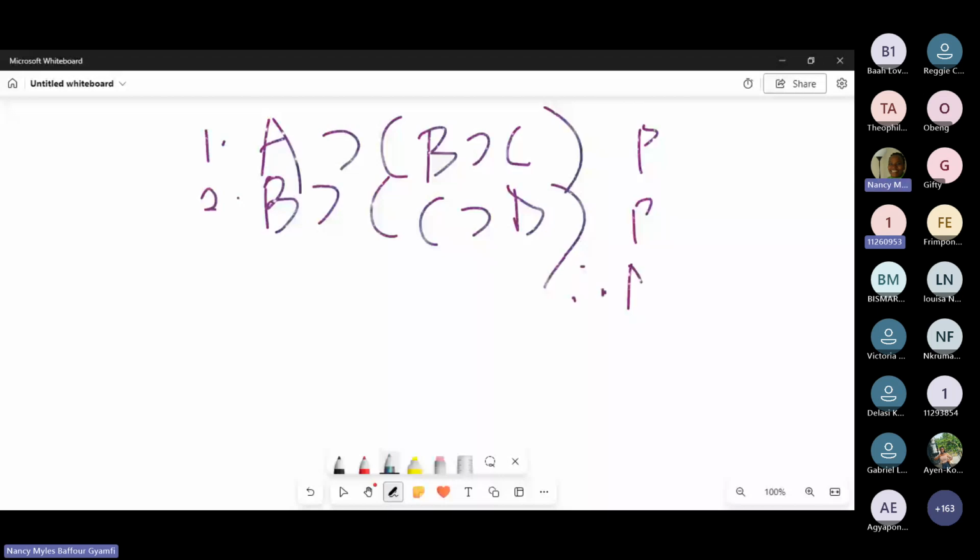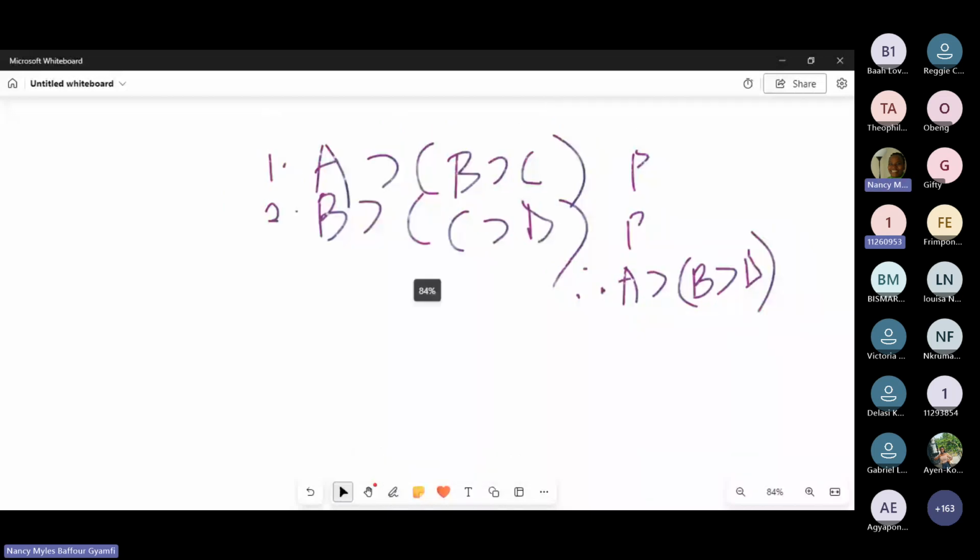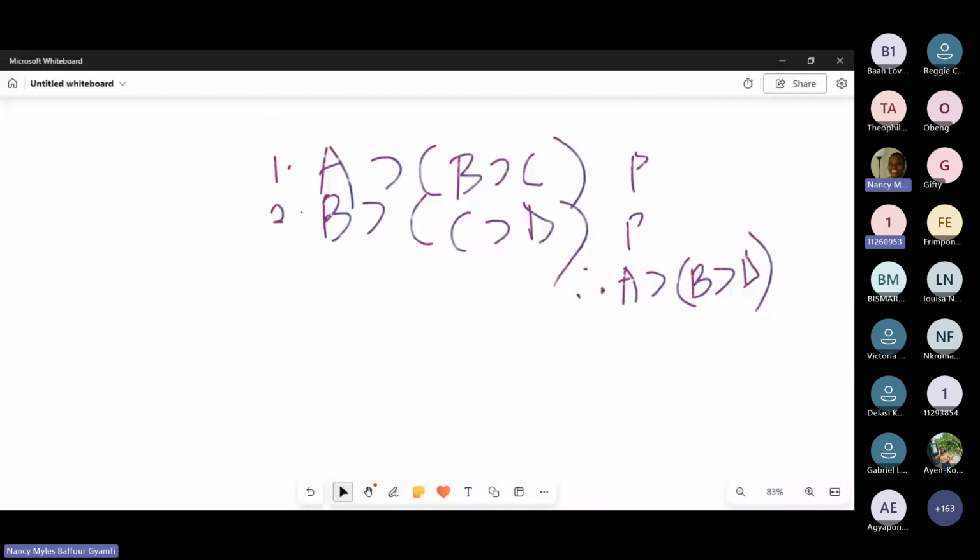A conditional, open bracket, B conditional D. If you've done it, then it's good for you. If you haven't, let's do it together. Okay, those who haven't done it. So let me reduce this a bit. We are done, it's time, but let's get it rounded, then we can go.